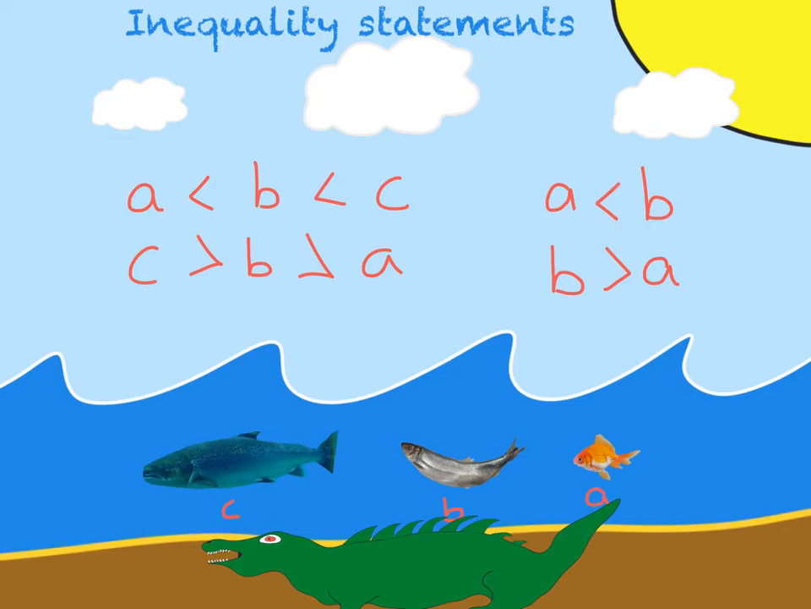So let's read these four statements, starting with this one. And remember, they can be based on the small, medium, and big fish we have here. So ready, go. A is less than B, which is less than C. Okay, this one. C is greater than B, which is greater than A. So we could state that B is greater than A, but less than C, and that here B is less than C, but greater than A. And lastly, we have A, which is less than B, and B, which is greater than A.